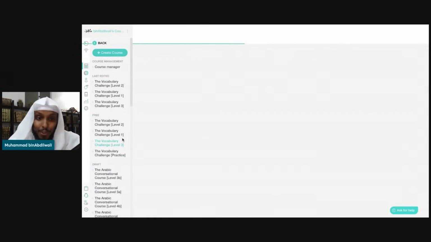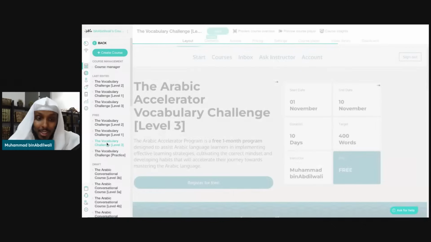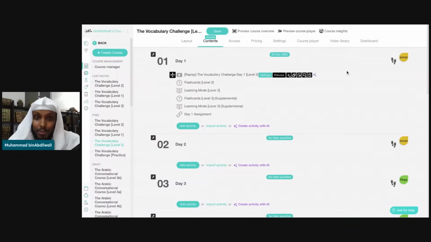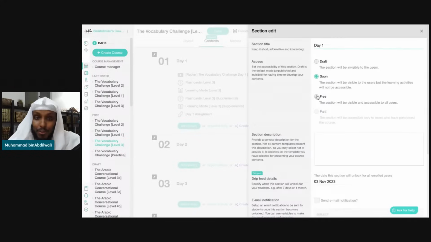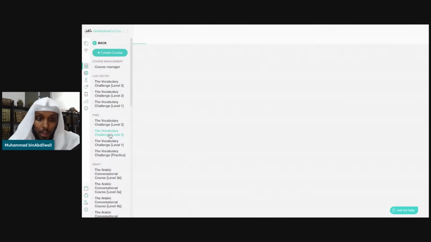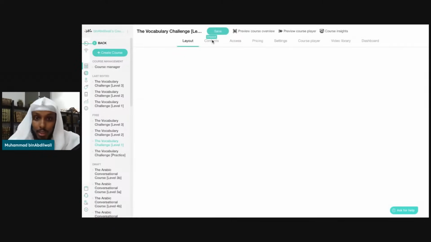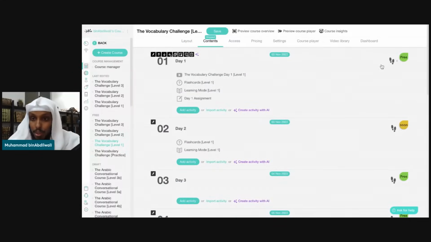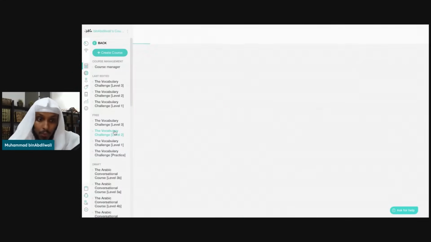Let me double check. Level 3 is the same as well. Yeah, level 3 is the same issue. Going to make it free. Now it's available. I've done that for level 1, but it seems like I forgot to do it for level 2 and level 3. Level 1 is there, you see, but I hadn't done that for level 2 and level 3, but I've done it now. So jazakallah khair for pointing that out. It's available right now. Okay? Allah yahfadkum.